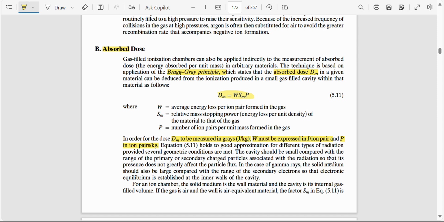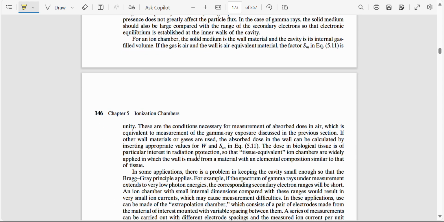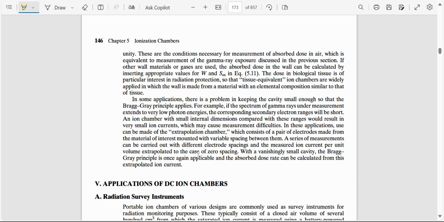The cavity should be small compared to the range of the primary or secondary charged particles associated with the radiation, so that its presence does not greatly affect the particle flux. In the case of gamma rays, the solid medium should also be large compared with the range of the secondary electrons, so that electronic equilibrium is established at the inner walls of the cavity. Now let me provide you a practical example for this topic, then we will end today's lecture.